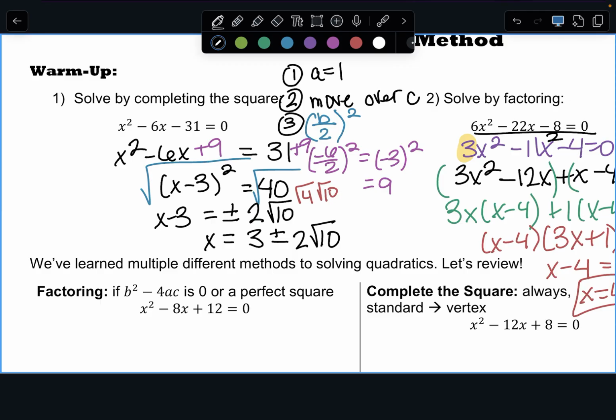Questions on that one? Would we do the plus or the minus? Both. 2 answers always. 2 answers. Any other questions on that one?